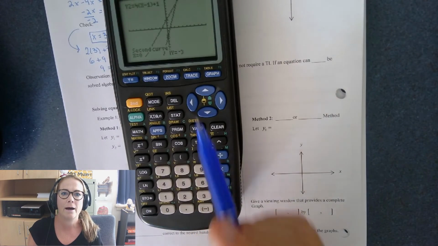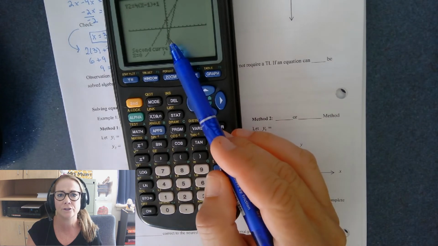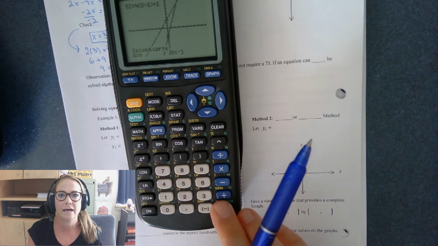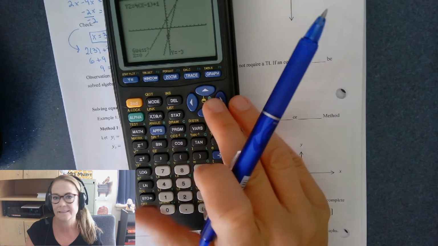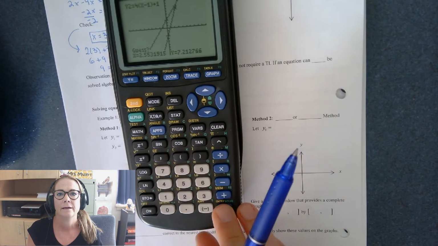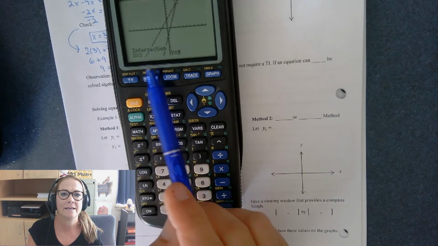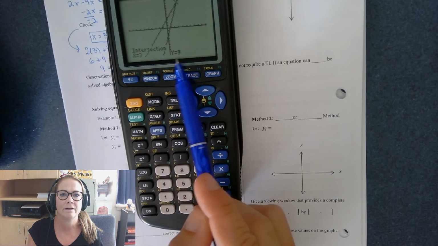And notice how it popped to the second curve. It's asking for verification. Is this your second curve? Hit enter, yes. And then it says to guess, so I'm just going to pop the cursor up to help the calculator out a little bit and just get it kind of close to it. And I'm going to hit enter again. And it's going to tell me the x value is 3 and the y value there is actually 9.